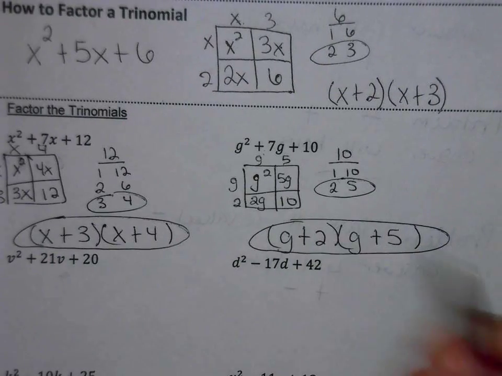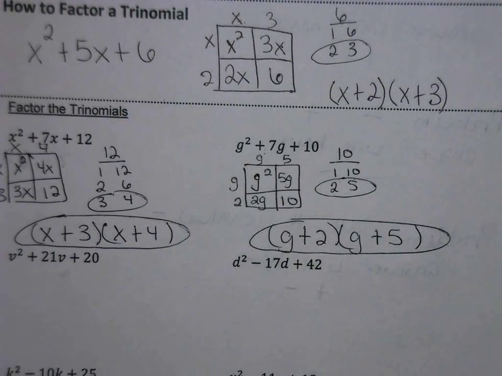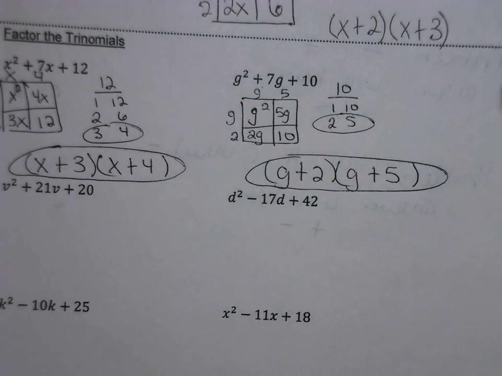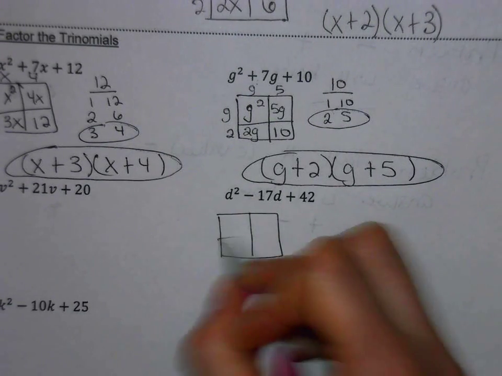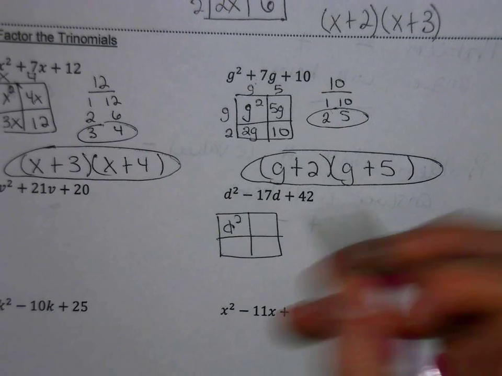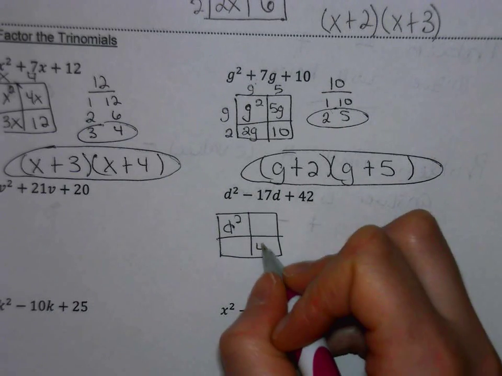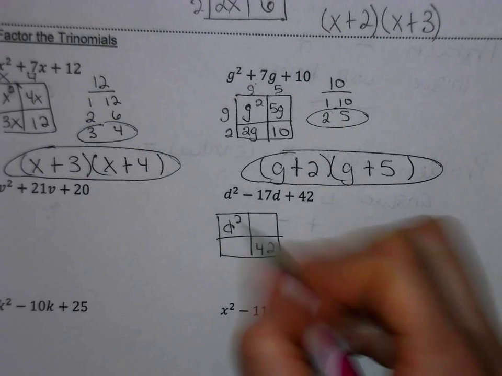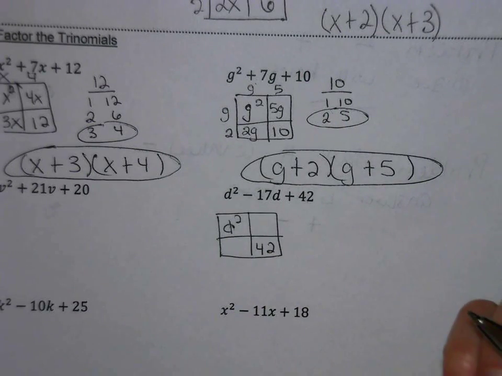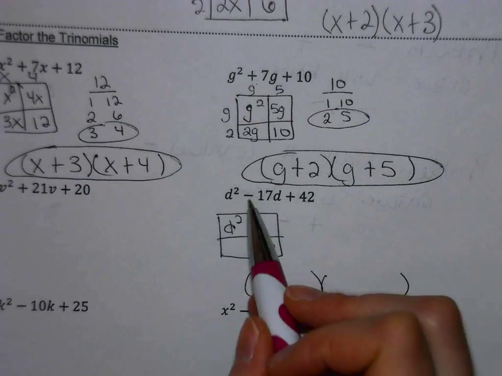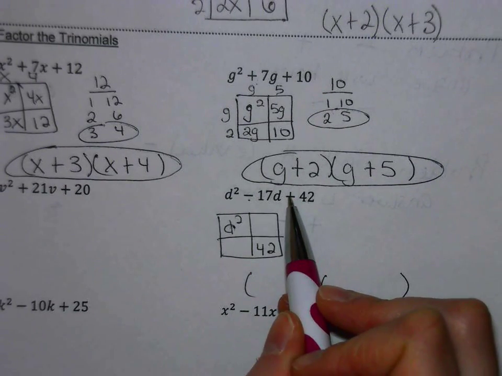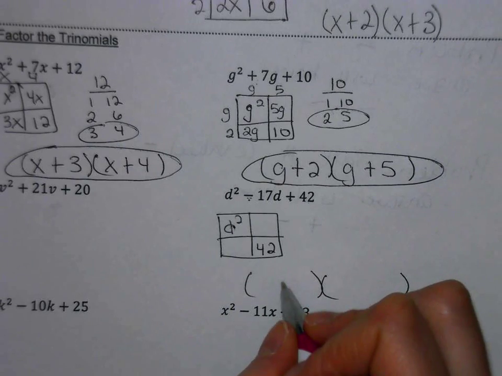Alright, let's look at the problem right underneath. Let's draw our box. D squared goes in the top right. 42 goes in the bottom right. If we look at our problem, here we have a plus sign at the end and a minus sign in the middle. So that means we have 2 negatives in our answer.